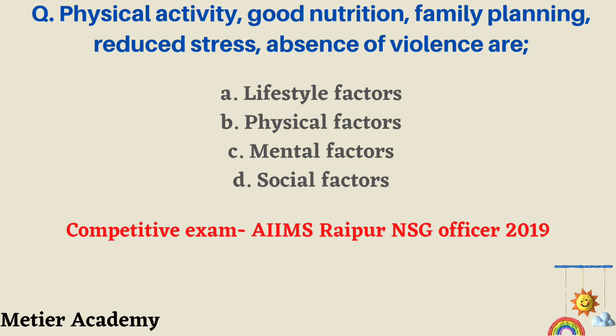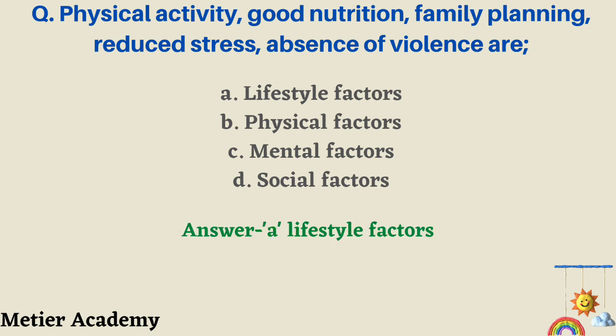This question is also related to the previous one. The question is, physical activity, good nutrition, family planning, reduced stress, absence of violence, or. The options given here are lifestyle factor, physical factor, mental factor and social factor. This question was asked in the 2019 AIIMS Raipur Nursing Officer Exam. It is a direct question, and here the correct answer is option A, lifestyle factor.